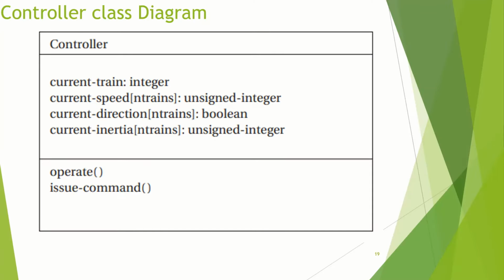The operate behavior is called by the receiver when it gets a new command. The operate behavior looks at the contents of the message and uses the issue command behavior to change the speed, direction, and inertia setting as necessary. So that's all about the model train controller.